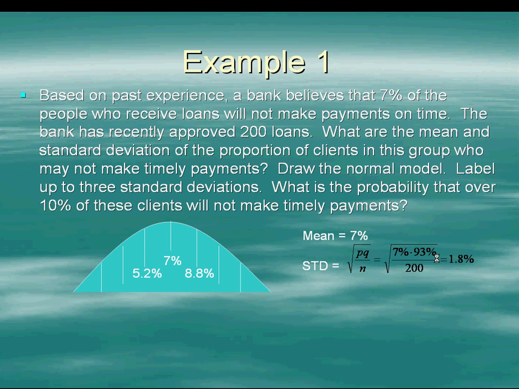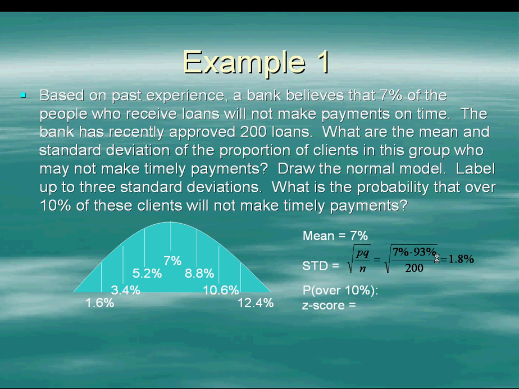If you remember the rules of the normal model, we have captured 68% of the data when we go out one standard deviation. If we add and subtract 1.8% again, then we get 3.4% on the low end and 10.6% on the high end. And the rule about 2 standard deviations is 95% of the data is captured within 2 standard deviations. If we go out another standard deviation again, we're adding and subtracting the standard deviation one more time. We get 1.6% on the low end, 12.4% on the high end, and 99.7% of our data will be captured in this interval of numbers.